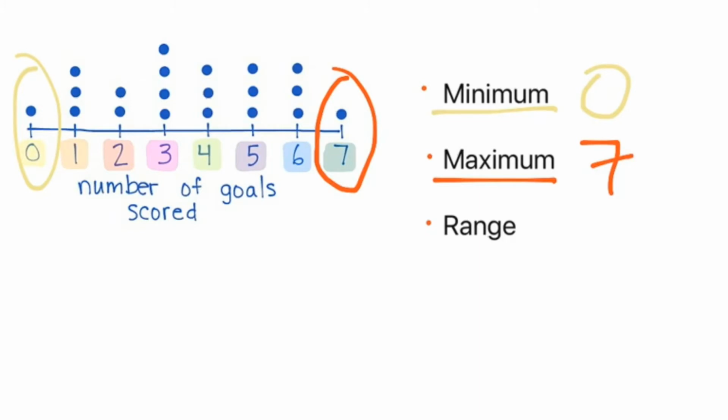The range is the distance between the smallest number, the minimum, and the largest number, the maximum. You can do that by looking at it, or you can actually subtract the two, and our range is also 7.